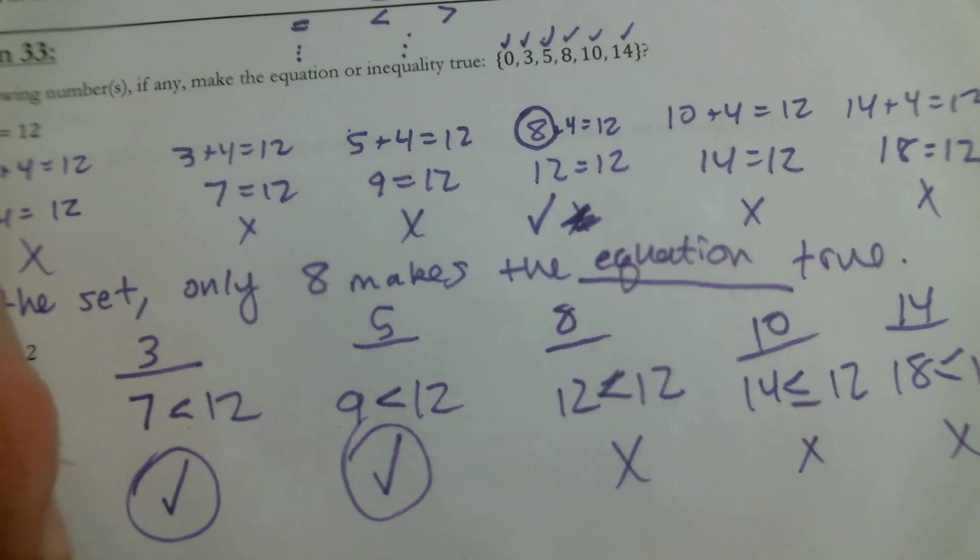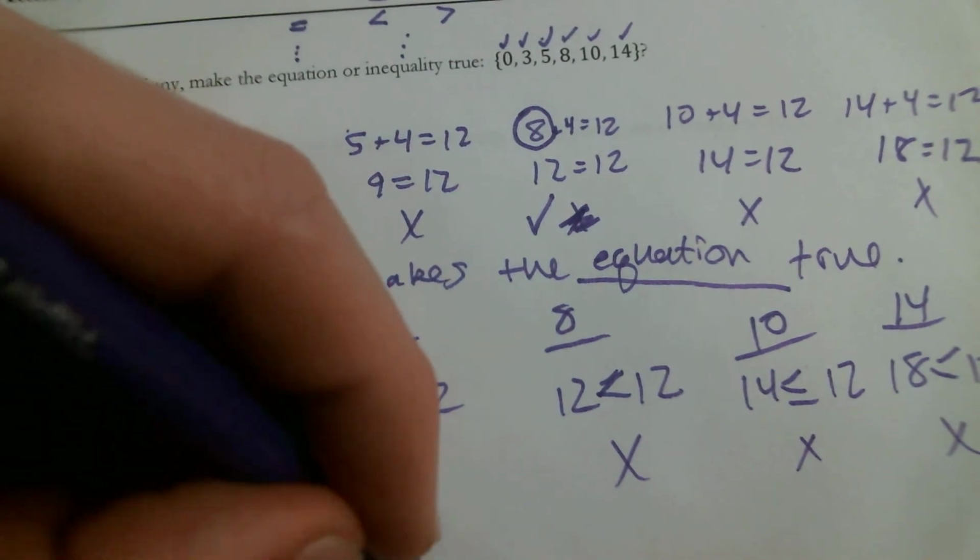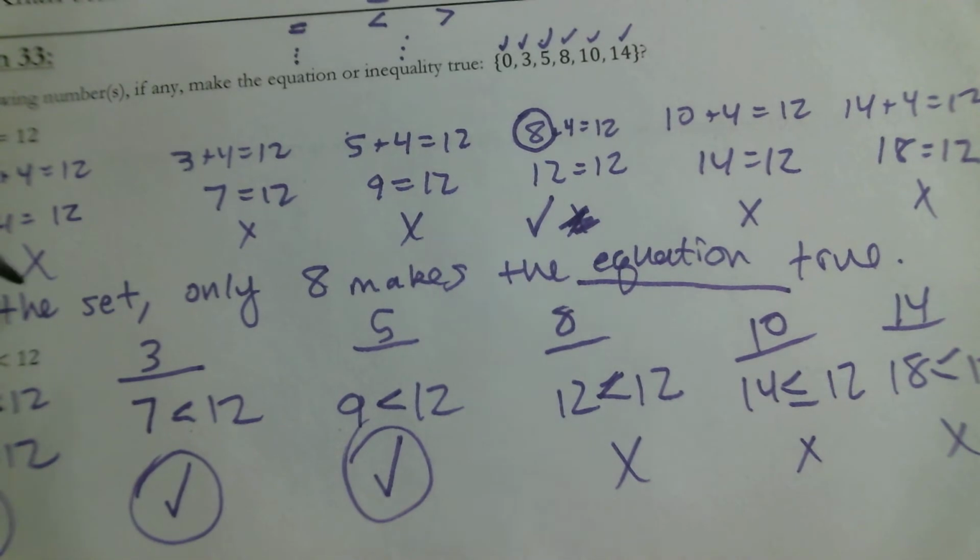So how do I write this? I say from the set, let's think about how this is going to be different.